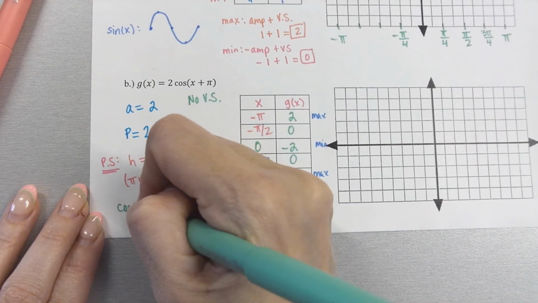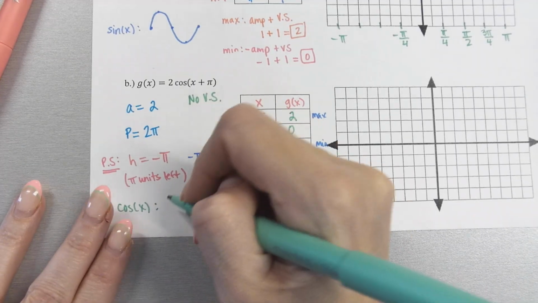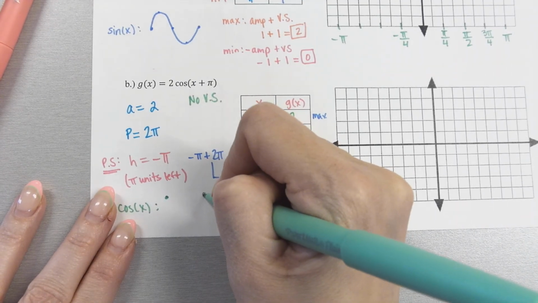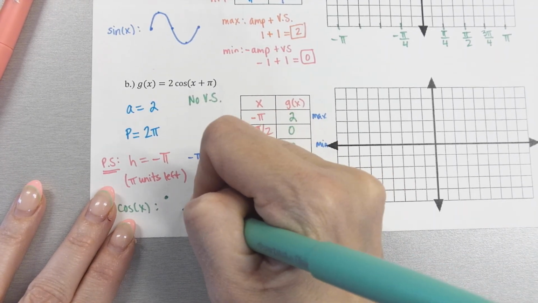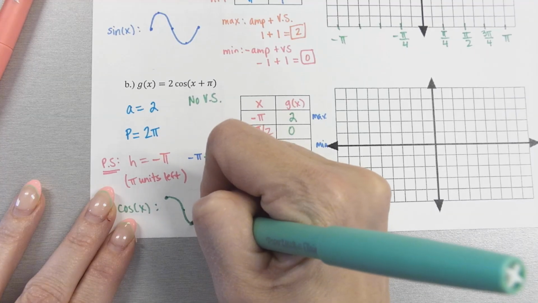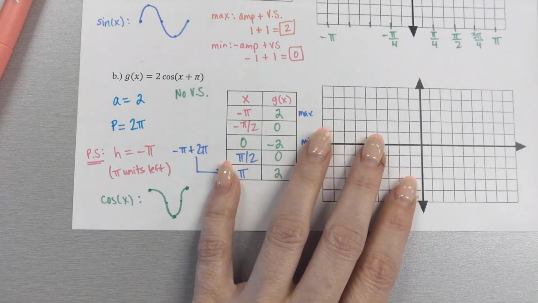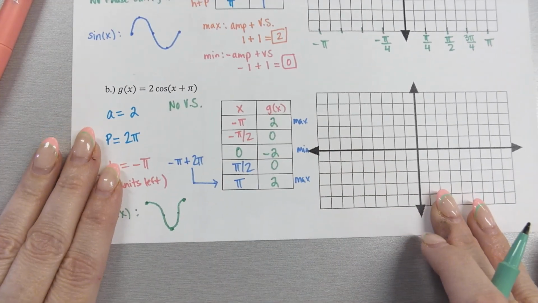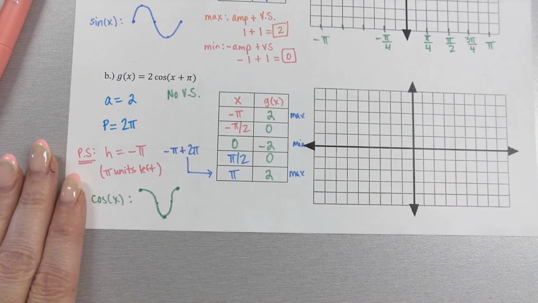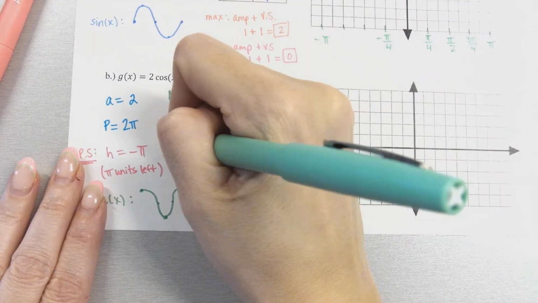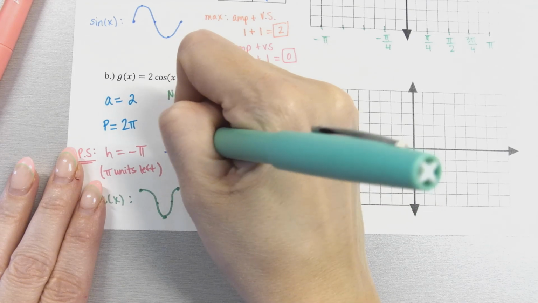Okay, so we're always using our parent function to help. The max, the min, and then those are your halfway points. Okay, so you're keeping those in mind as you are graphing. Okay, so this is H, this is H plus P.